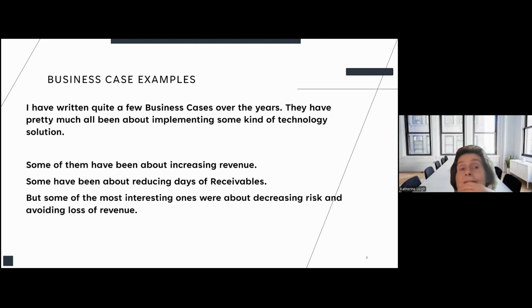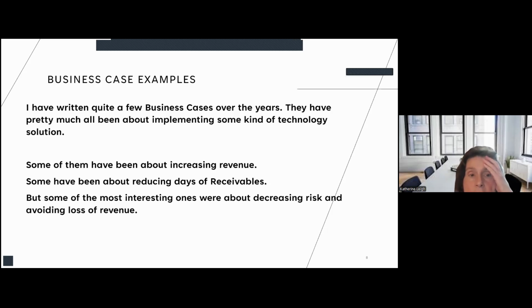So then I'm going to talk about some examples. I've written quite a few business cases over the years, and they've pretty much all been about implementing some kind of technology solution. Some of them have been about increasing revenue. Some of them have been about reducing days of receivables. But some of the most interesting ones were about decreasing risk and avoiding loss of revenue, which was one of those things that I didn't really think about until we found some things that identified some risks.